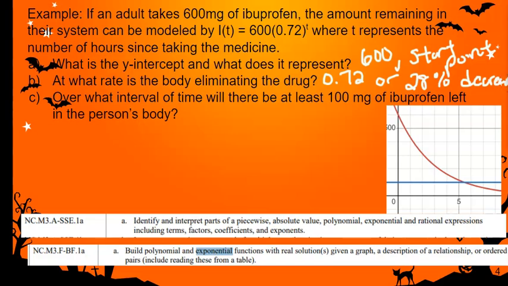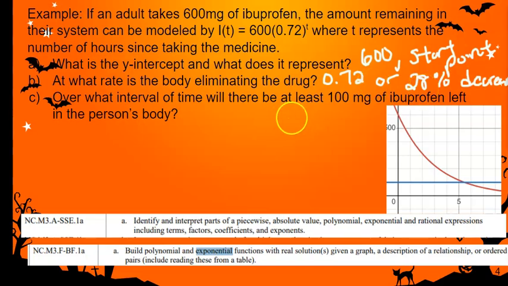That's fine. To be specific, we don't operate with percentages. We change them to decimals. Talk about them, sure, all day. 0.72 and 28% decrease are representing the exact same thing.